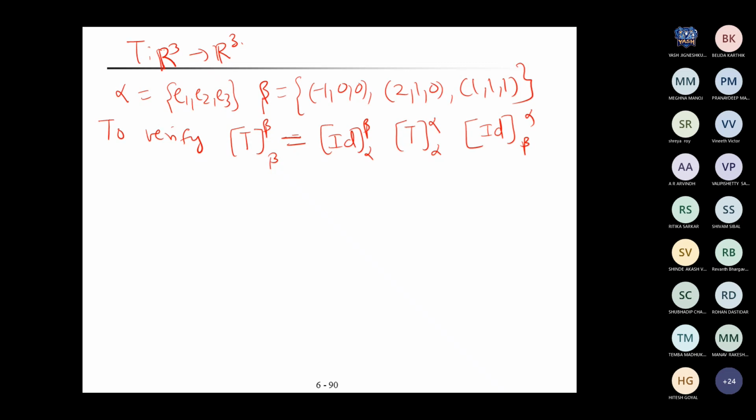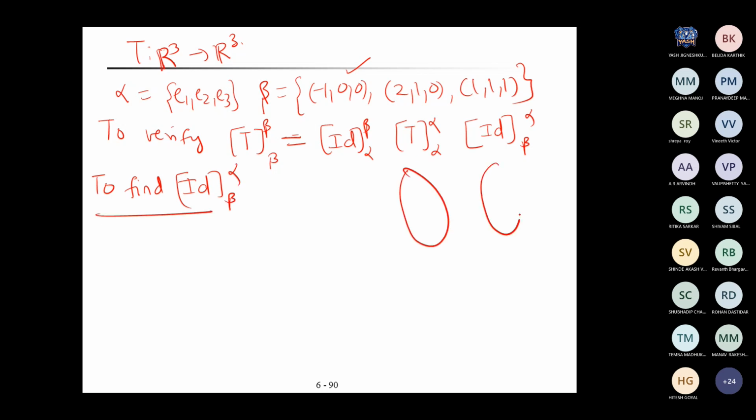If you find ID beta to alpha, ID alpha to beta will be the inverse of that, right? So better take ID beta to alpha. Find ID beta to alpha. What is beta? Beta is minus 1, 0, 0. Under the identity transformation, it goes to the same minus 1, 0, 0. But here you need to write this as a linear combination of E1, E2, E3. That is very simple, right?